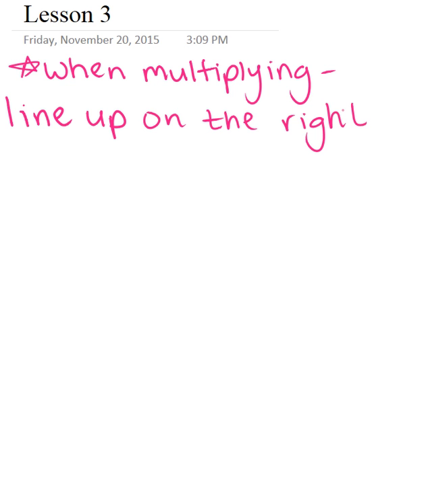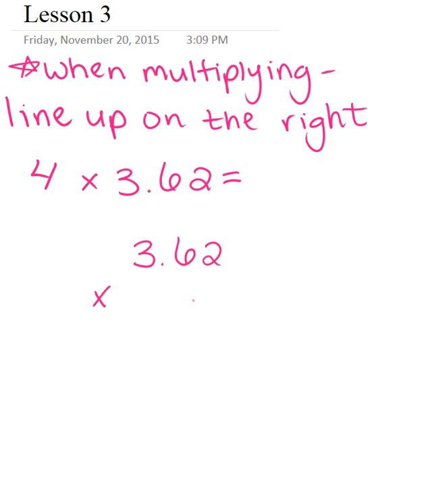So our first example is they want us to multiply 4 times 3 and 62 hundredths. So normally when I add, I would line these up by lining up the decimal. But multiplication is different, and we're going to look back to this note that says line up on the right. So I'm actually going to put 3 and 62 hundredths on the top since it has more digits. And I'm going to put 4 on the bottom just like a regular multiplication problem.